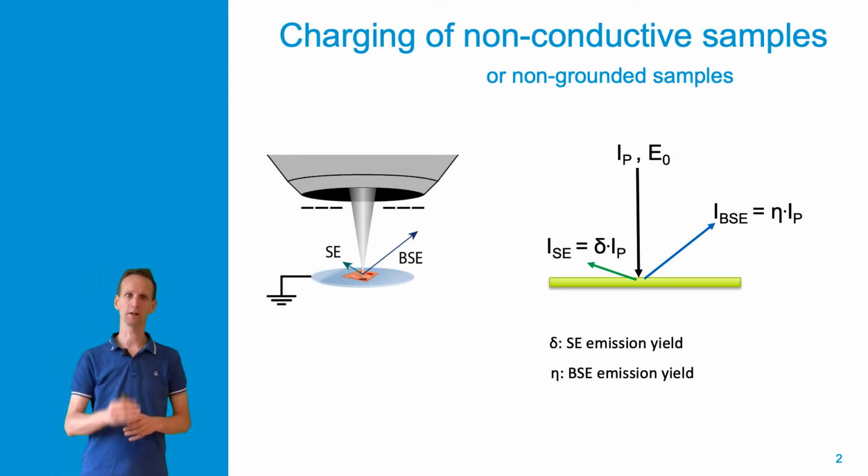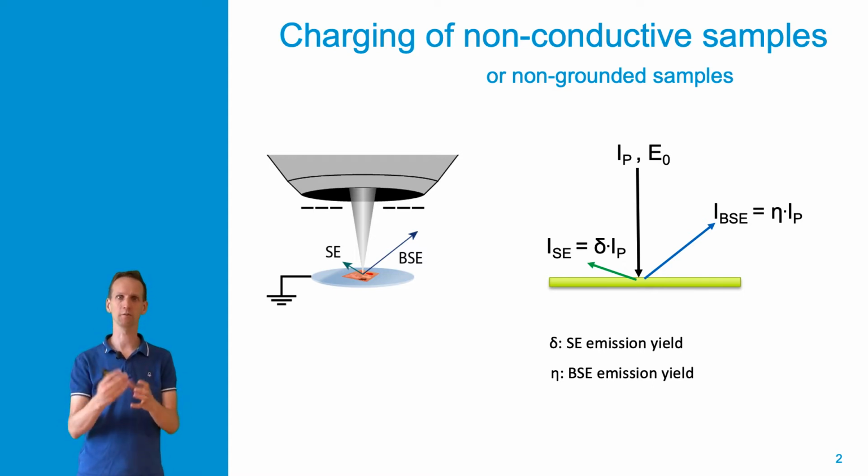So we have the incoming electrons depicted here as a current IP, where the incoming electrons have a landing energy given by E0. Then as a result of the scattering in the sample, we have secondary electrons exiting the sample, giving rise to a current denoted here as ISE, which is proportional to the primary beam current. The proportionality factor here is denoted as delta and is the secondary electron emission yield of the sample. Equivalently, we have a backscatter electron current denoted by IBSE, also proportional to IP, with a proportionality factor indicated with eta. And eta is then the backscatter electron emission yield.